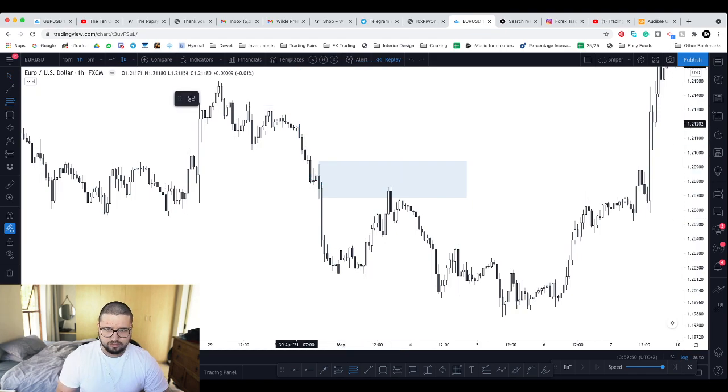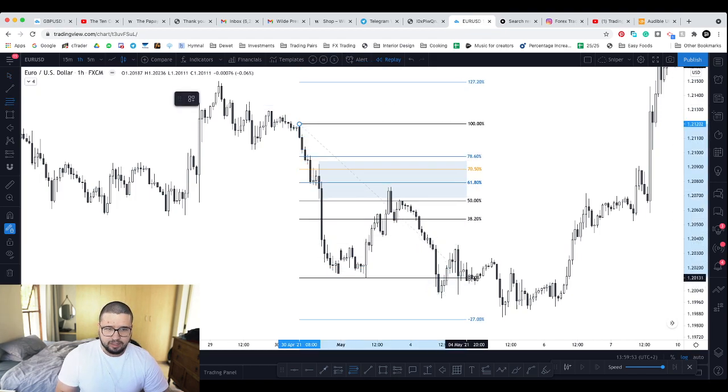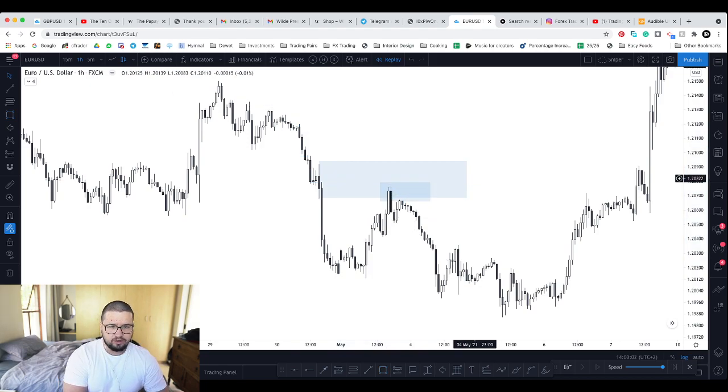This is the fib tool. You can apply the fib to it and look for anything in the 61.8 pocket. You can say this is your area, and there are different ways you can approach the entry, but this is not about entry.